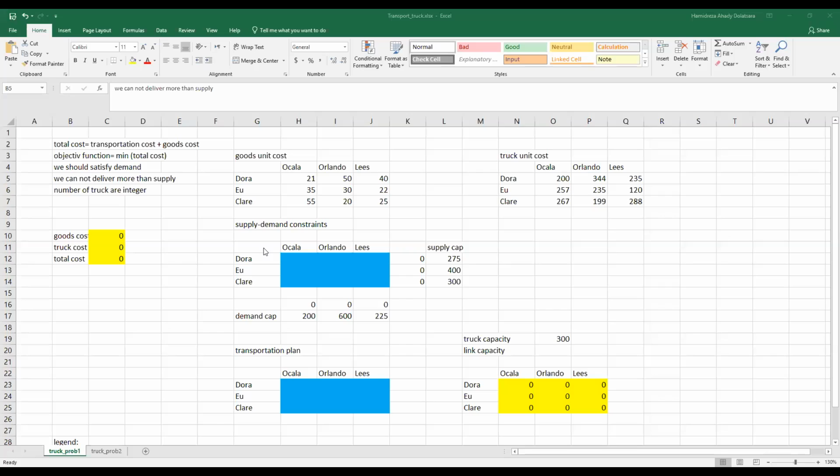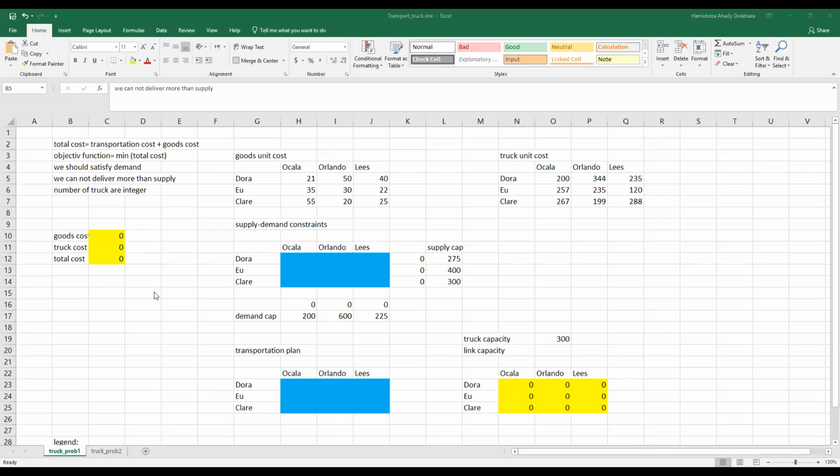Okay, let me share it again. Can you see the Excel file now? Yes. Okay, good. So again, I provided it on Moodle, so you can download and open it by yourself too.